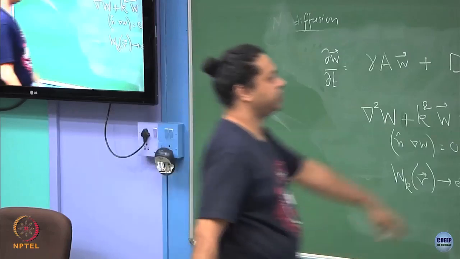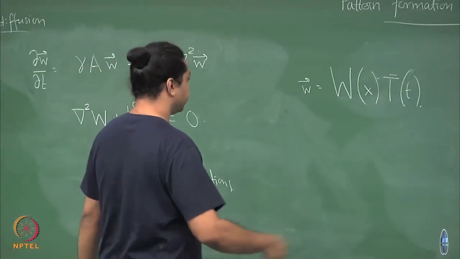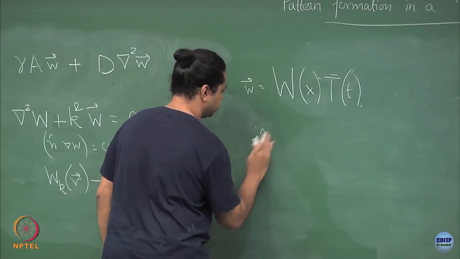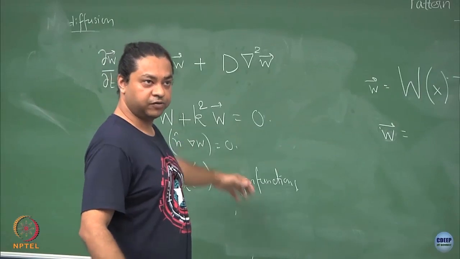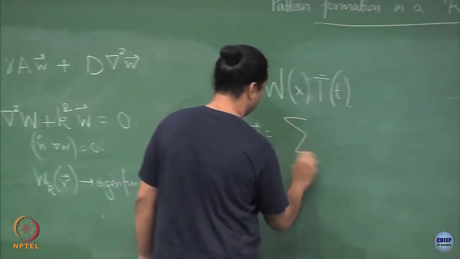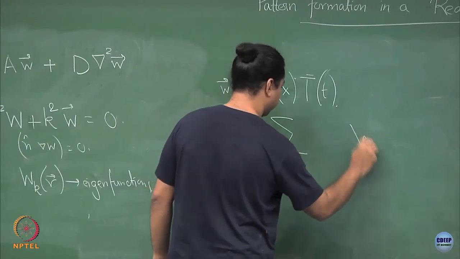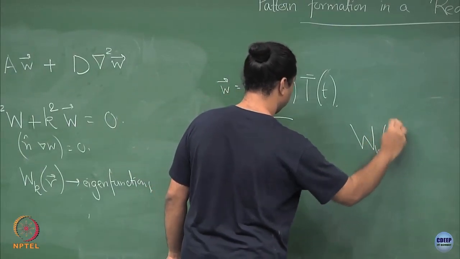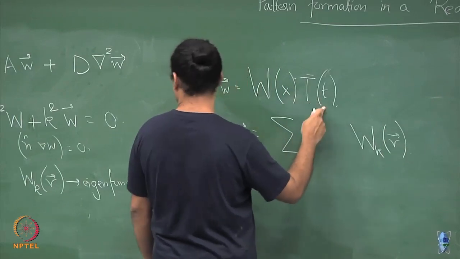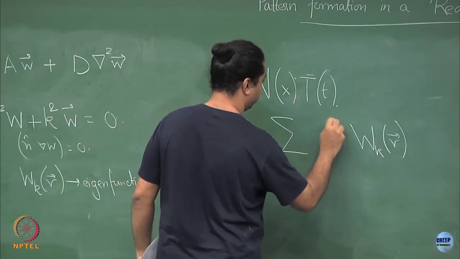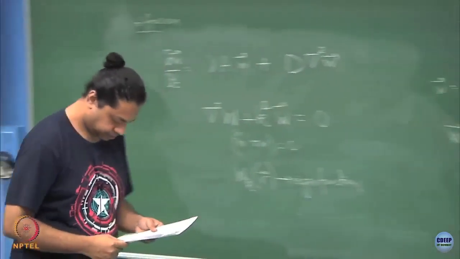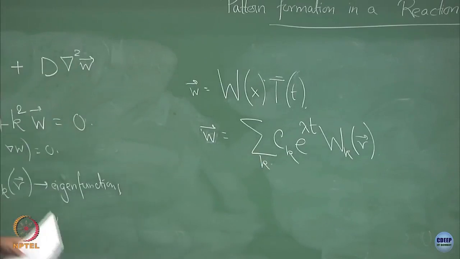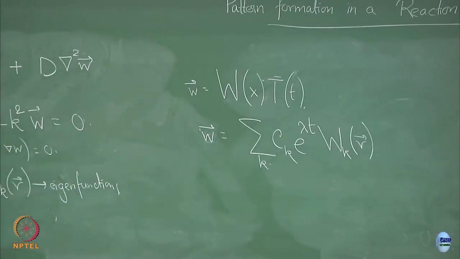And then for this actual small w that I am interested in, you can construct a general solution by doing a linear superposition of all of these eigenfunctions, of this W k of r. The time part will look like e to the power of some lambda t times some coefficients c k, summed over all wave vectors k, right. Is this clear?